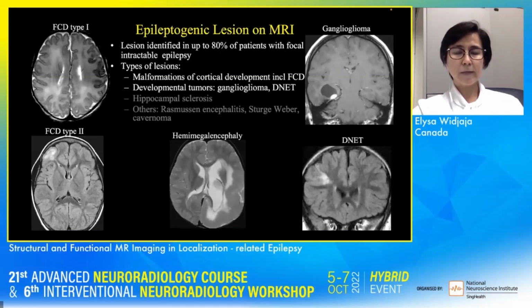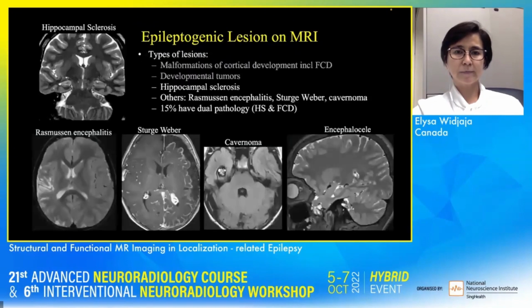However, in children, malformations of cortical development, including focal cortical dysplasia and developmental tumors, are much more common and account for about 70 to 80% of the pathologic substrate. On the other hand, in adults, hippocampal sclerosis accounts for about 70 to 80% of the pathologic substrate, whereas in children, hippocampal sclerosis accounts for about 10 to 40%. Other lesions that may be encountered include Rasmussen encephalitis, Sturge-Weber, cavernoma, and encephalocele. About 15% of patients have dual pathology, including focal cortical dysplasia and hippocampal sclerosis.